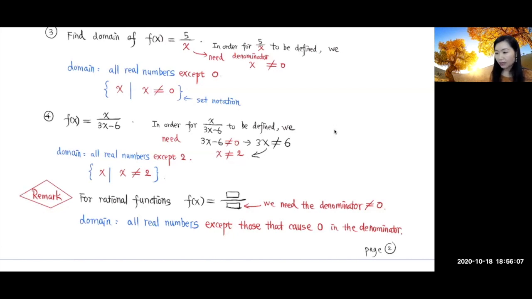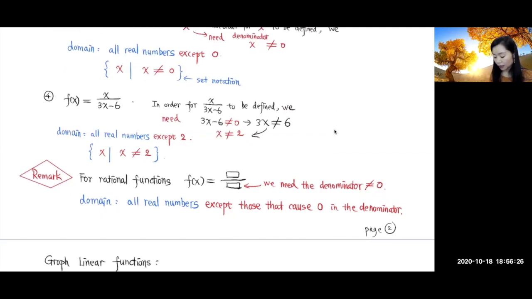A remark that I would like to make here is, for rational functions, f of x equal to a polynomial divided by a polynomial, we need this denominator does not equal 0, because 0 under is undefined. So the domain for this kind of rational function will be all real numbers except those that cause 0 in the denominator. Now, in this case, 2 causes 0 in the denominator, so it will be all real numbers except 2.